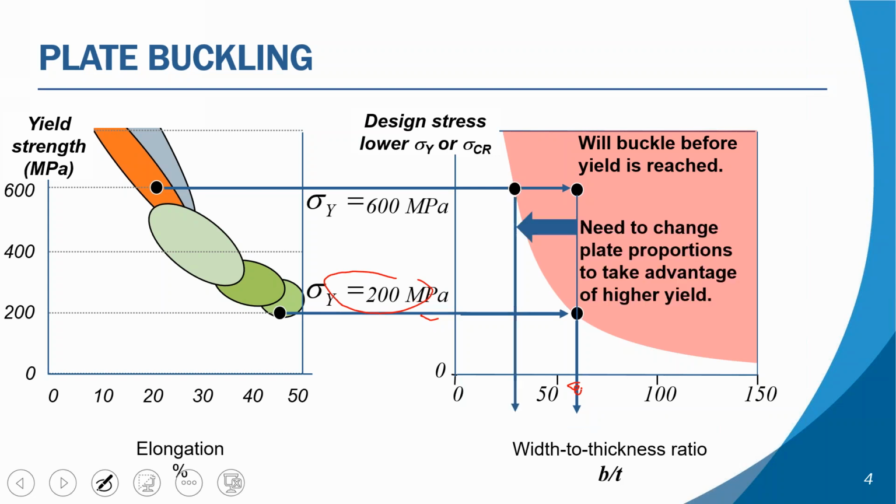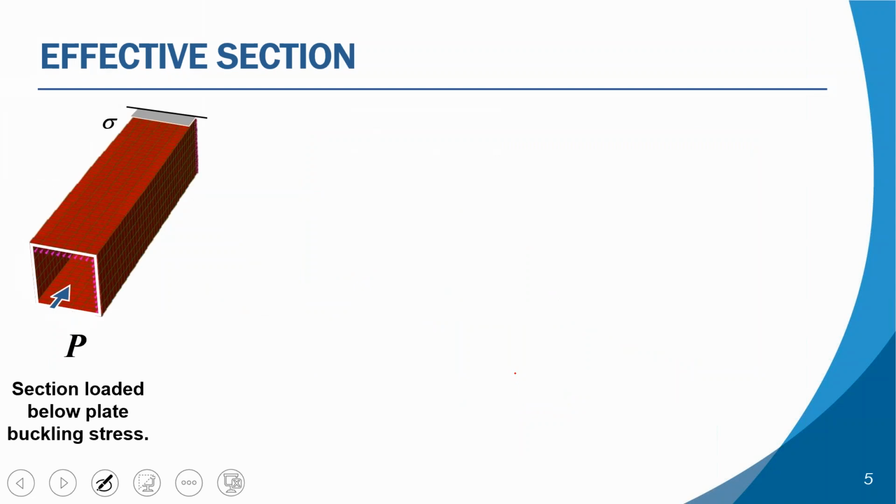So what we have to do is change the plate proportions. We would have to make it more of a stocky plate in order to achieve that full yield strength potential of 600 megapascals. So this is the idea of GAS. We've been talking about just looking at a single plate. Let's look at a section again.